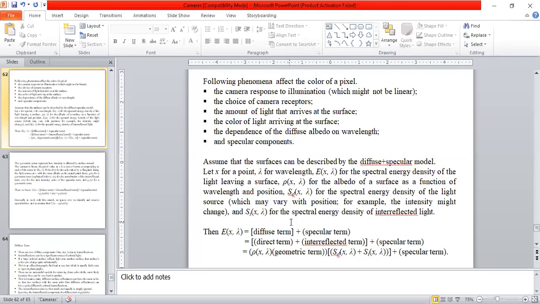And the third one is the amount of light that arrives at the surface. So if the illumination source we are using is not up to the mark, then how are we able to receive more light, right? So the amount of light that arrives at the surface, that's the third point. The color of the light arriving at the surface, right? And the dependence of the albedo on wavelength, right? Because the reflective power is decided by the wavelength, right?